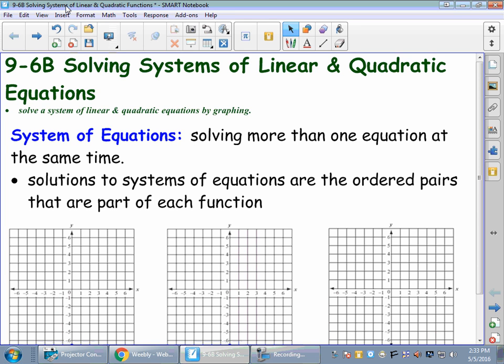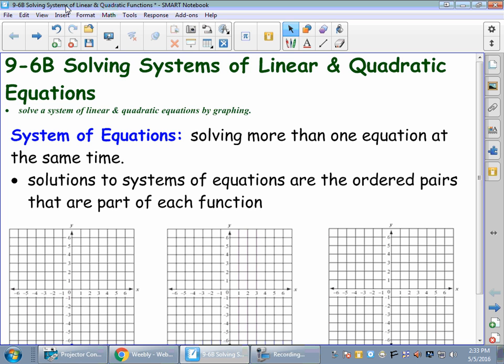These are your 9-6B notes. This is the last section of Chapter 9, and we're going to solve systems of linear and quadratic equations. So we're going to pull in some of that linear idea again, review graphing linear equations, and then we're going to graph linear equations and quadratic equations at the same time.